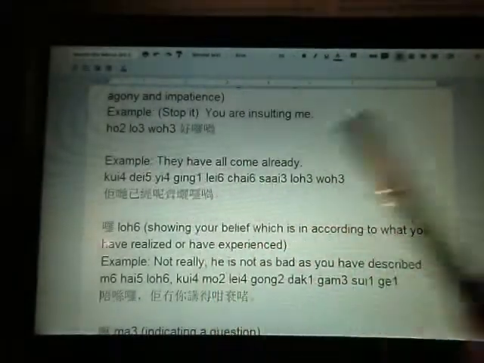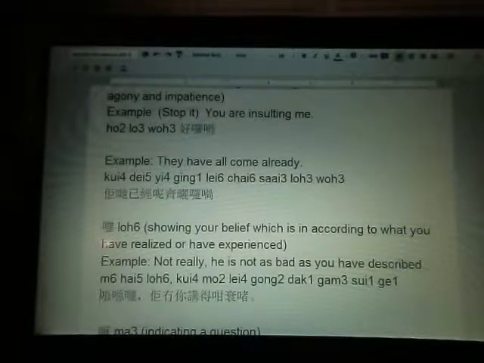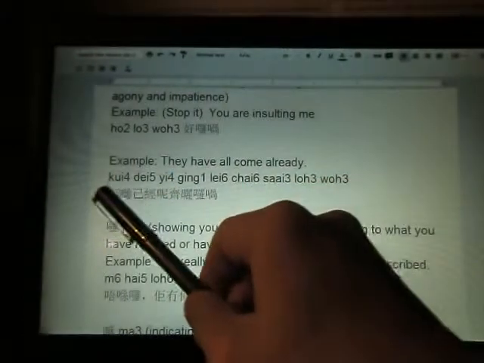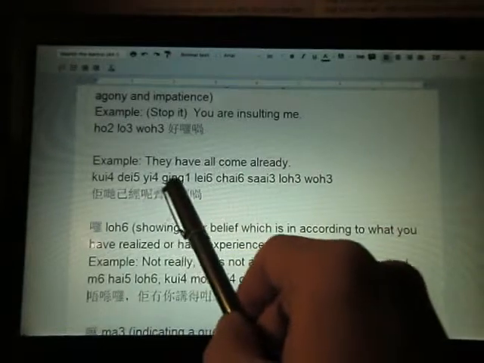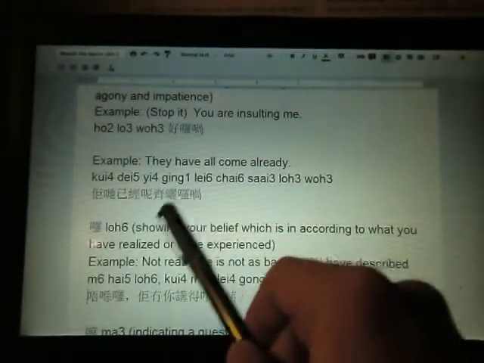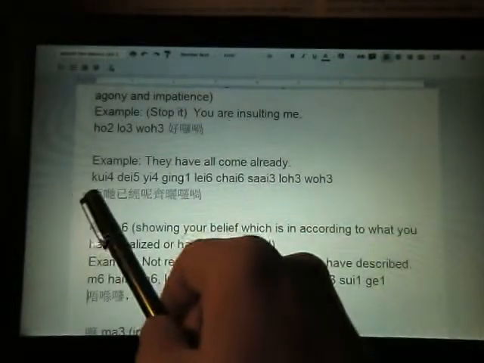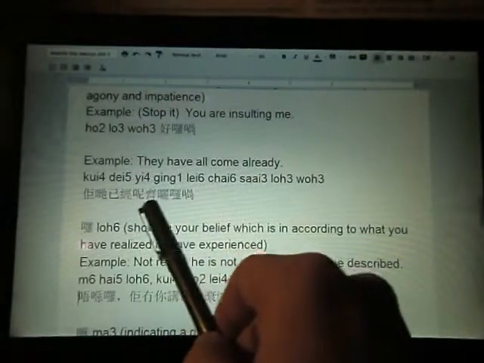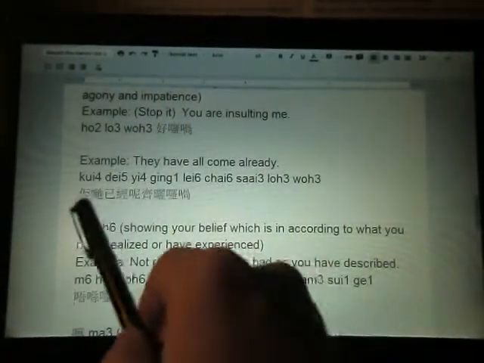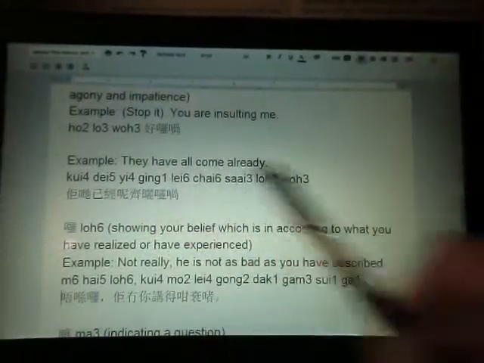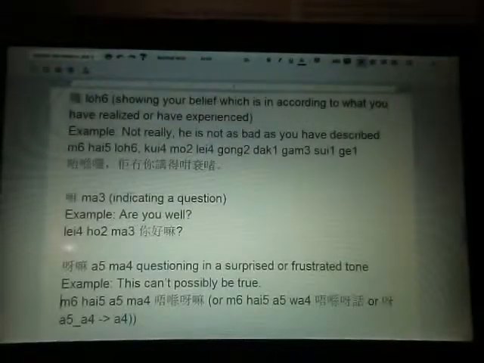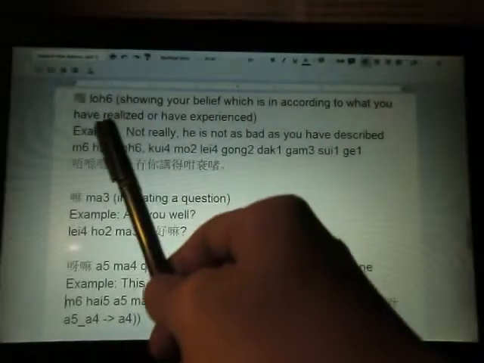And then another example, they have all come already. So for example, you have a feast. The host has invited a lot of people, and everyone has come. So you are telling the host that maybe we should start eating because everyone is here. So how do you say it? 佢哋, they, 已經, already, 嚟, come, 齊晒, all completely. 齊晒咯喎, so it has reached the point. 佢哋已經嚟齊晒咯喎.